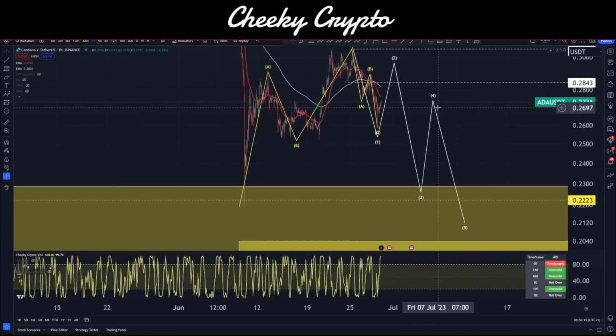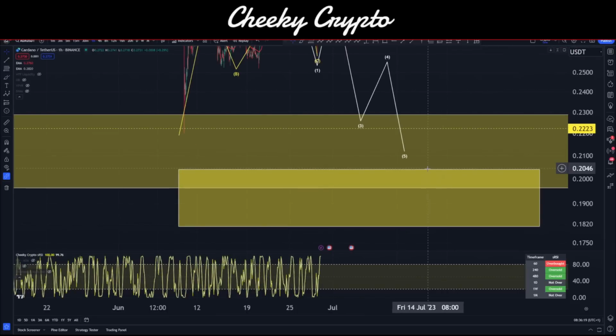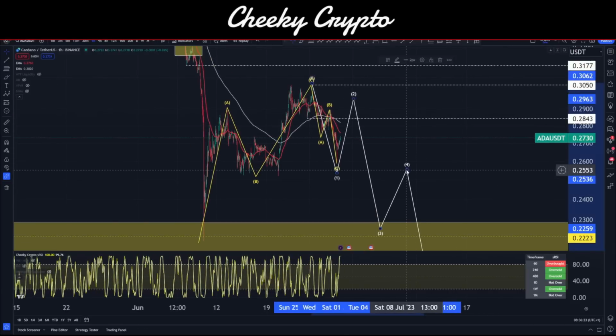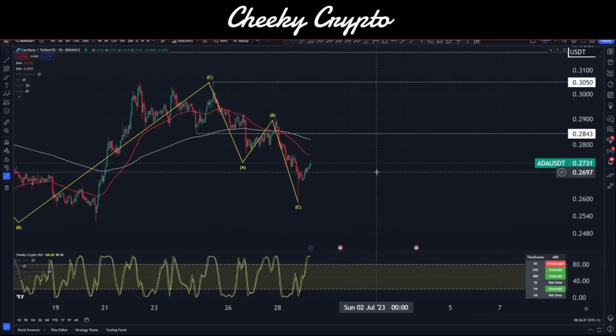If this is the case, then we may end up in a truncated fifth wave movement where we don't quite finish at the expected 18 to 20 cent target range. But we'll see how that plays out. But for now, that's where that's looking. I think ultimately we should be thinking there's going to be some volatile movements on ADA. We might see a small push upwards, but ultimately I think we've got to go down.